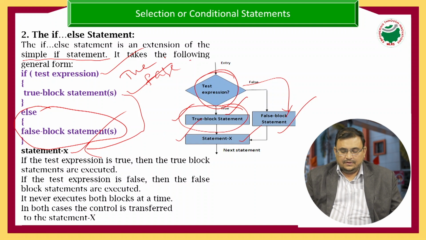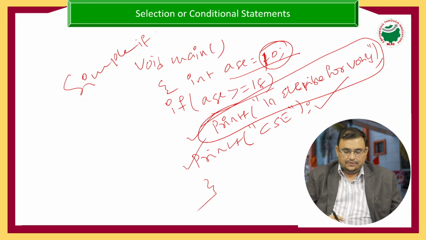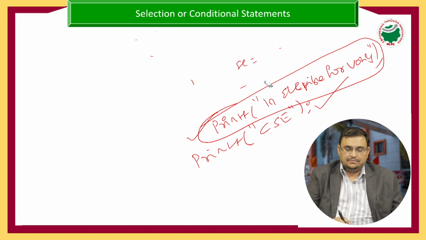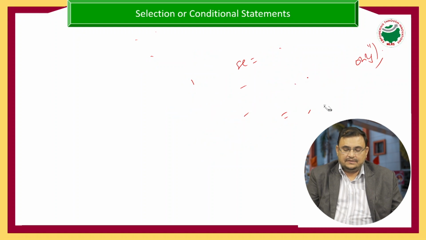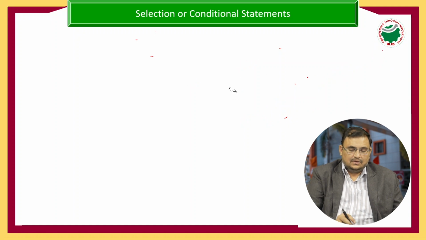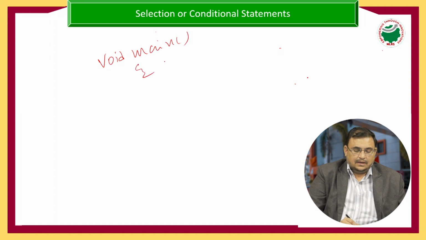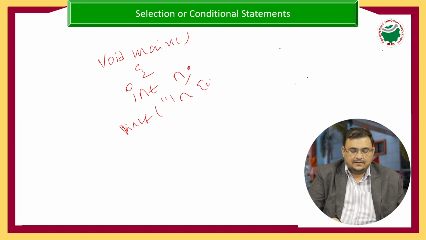So for example, if you go for an example program on the if else statement, you can consider this. I am taking void main. I am declaring int n. Okay, printf slash n enter number.